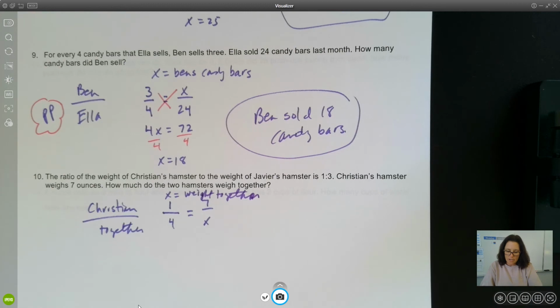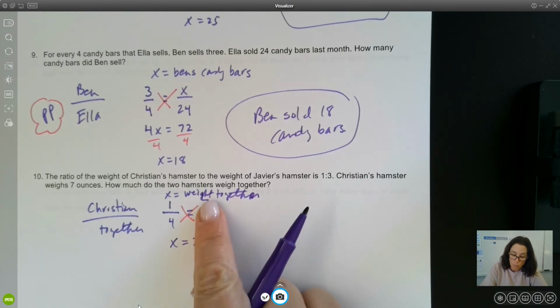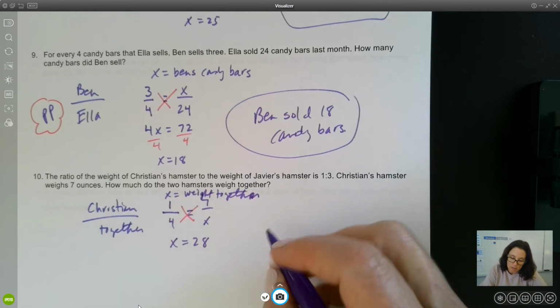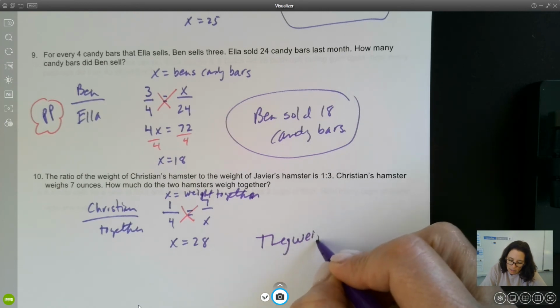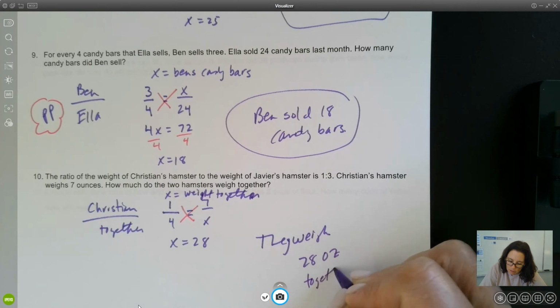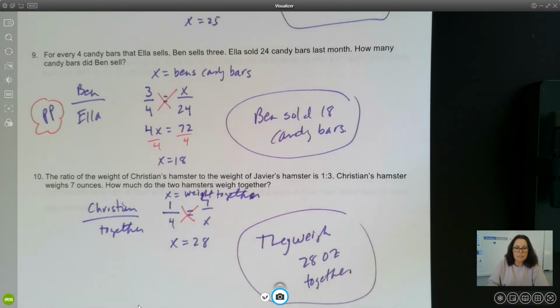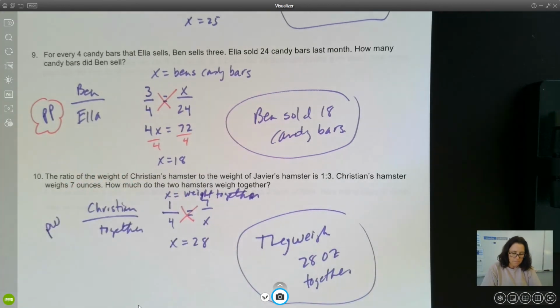All right, so I've got 1x equals 28. X stands for the weight together, and that was the question, so that's my answer. They weigh 28 ounces together. Okay, we've got a few more. Oops, this was a part to whole.